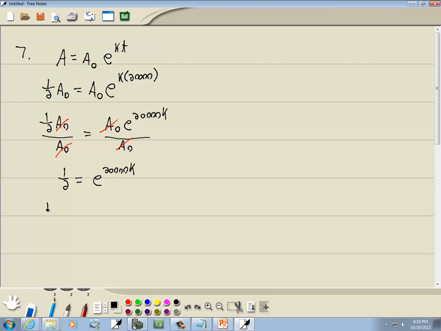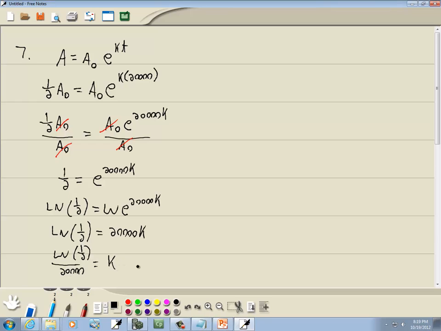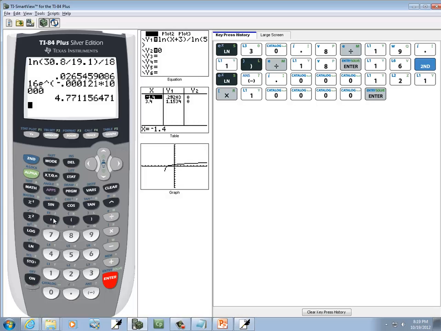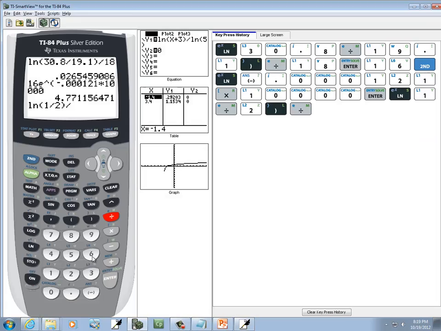So now we'll take the natural log of both sides. Now remember, our third step is use properties of logs to get the variable out of the exponent. Natural log of e cancels away, and on this side we got 20,000 K. Then to solve for K, we divide both sides by 20,000. So we got natural log of 1/2 divided by 20,000.